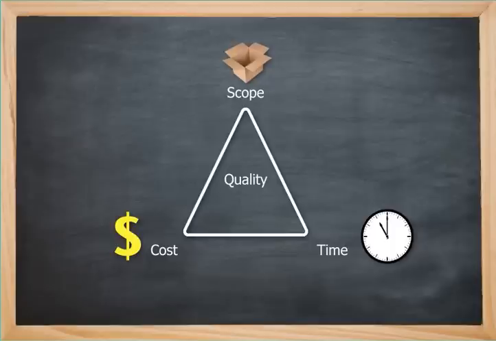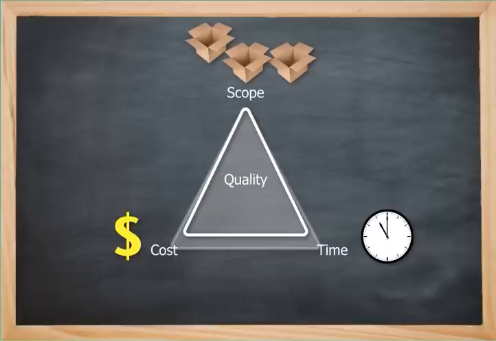So let's show what happens if you increase scope. The box at the top represents a major feature. Let's add a couple more features. Now what could happen with that is that when you add those other features, it automatically has an impact. It increases the cost and expands the time or the schedule.